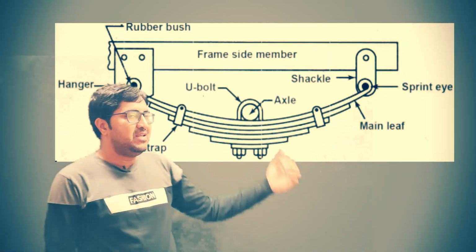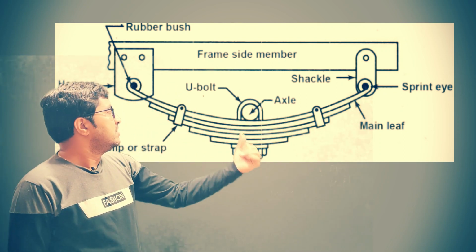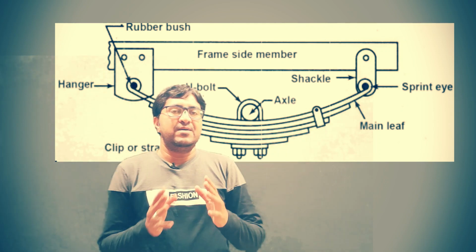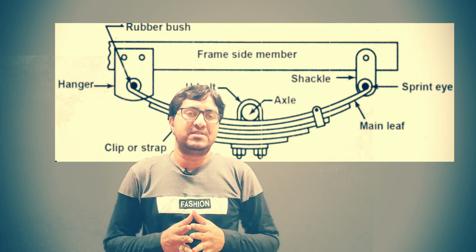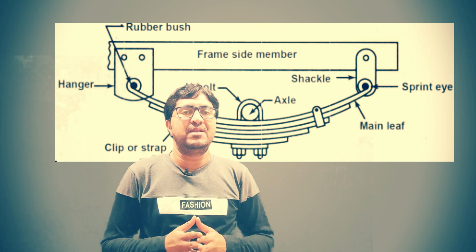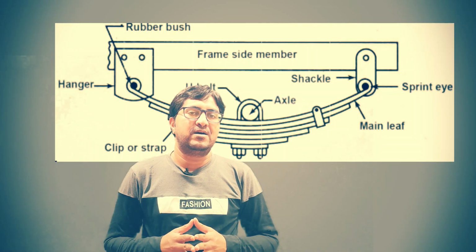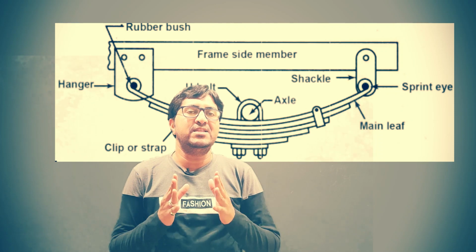The largest leaf has its two ends connected to the frame with a spring eye and shackle. Whenever any shock arrives between the road and tire surfaces, for example any bump or obstacle, the vehicle tire will move up and the spring deflects.